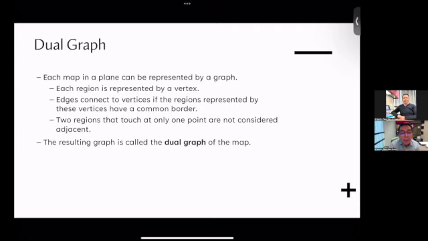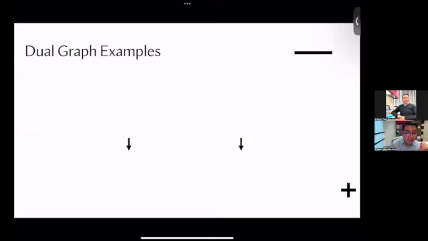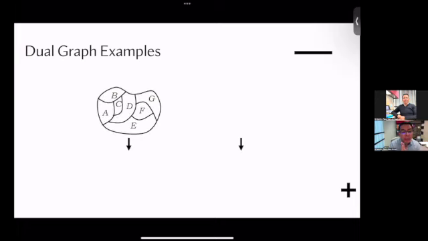And what we obtain by doing this is what is called the dual graph of the map. So for instance, let's suppose that we have a region split in the following way. And by doing what I mentioned before, we can build a graph by getting one vertex for each one of these regions. So we have A, B, C, D, E, F, and G vertices, and then we can establish connections.